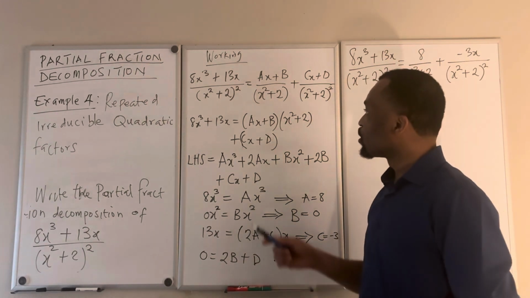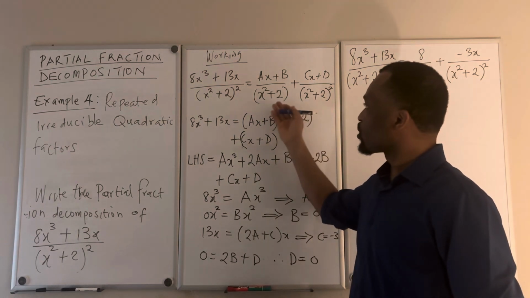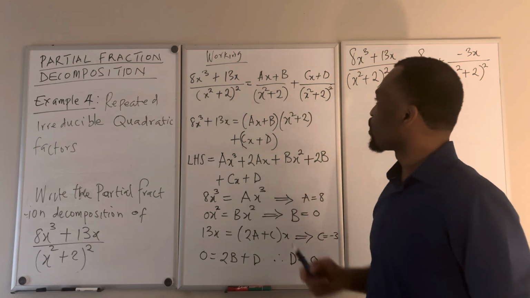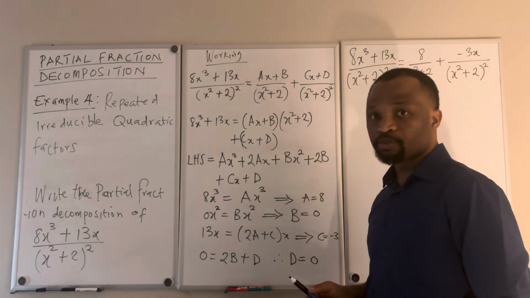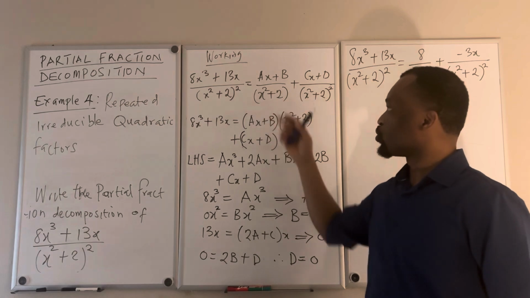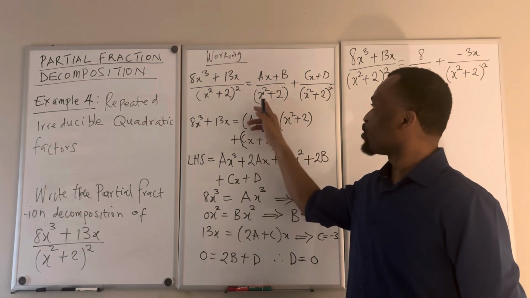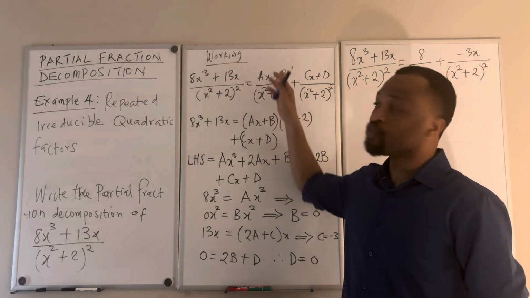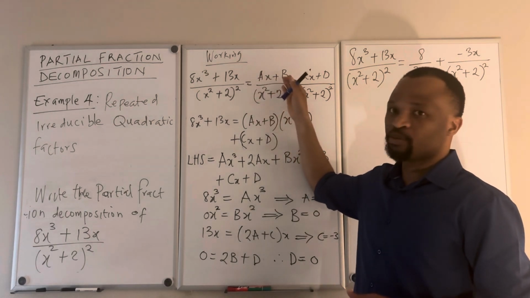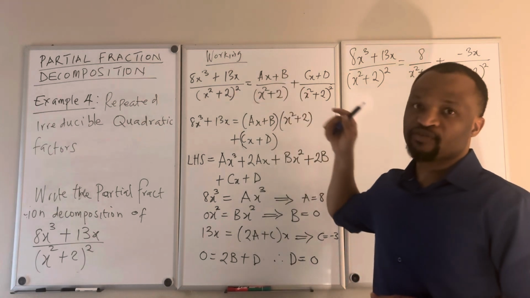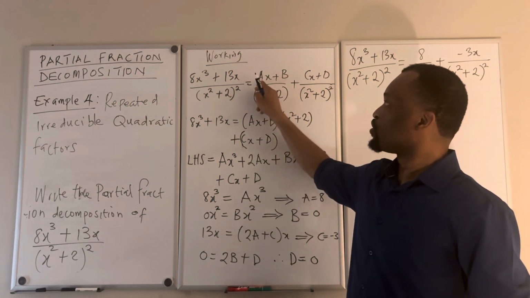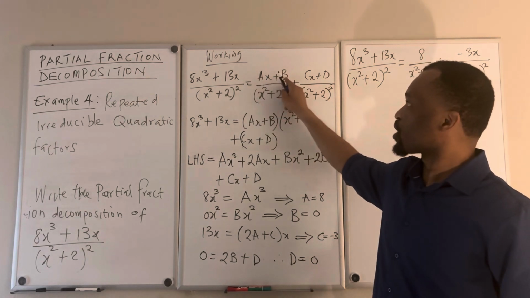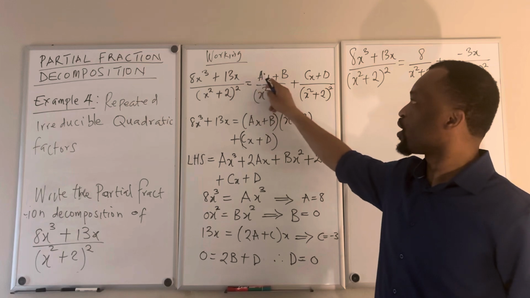Having said that, the next step is to distribute it in this way. Recall that whenever we have an irreducible quadratic denominator, the numerator will be a linear function, where the coefficient of x is unknown, and the constant is also unknown. That is what we need to find. So we'll have Ax + B.